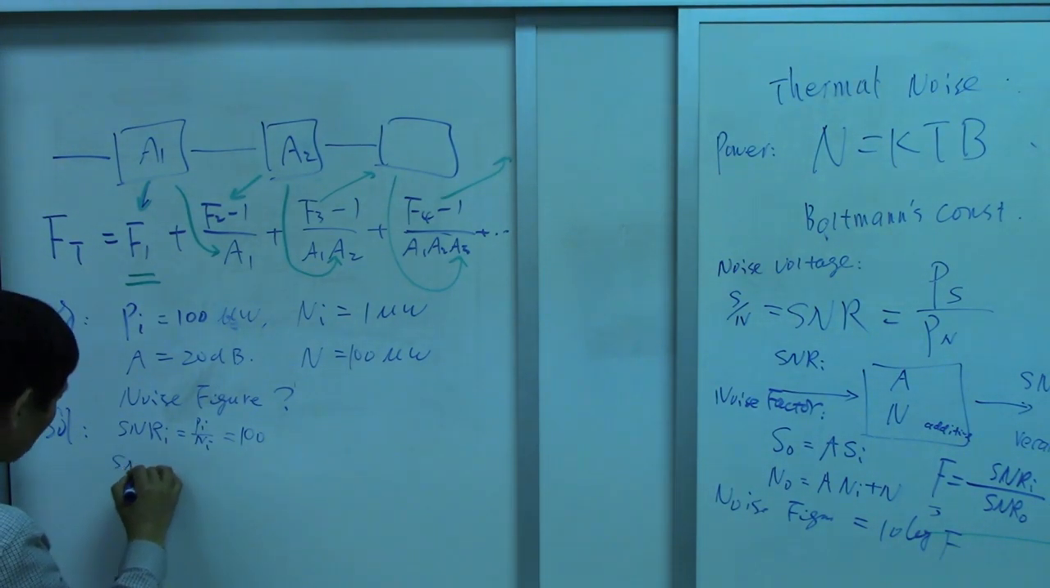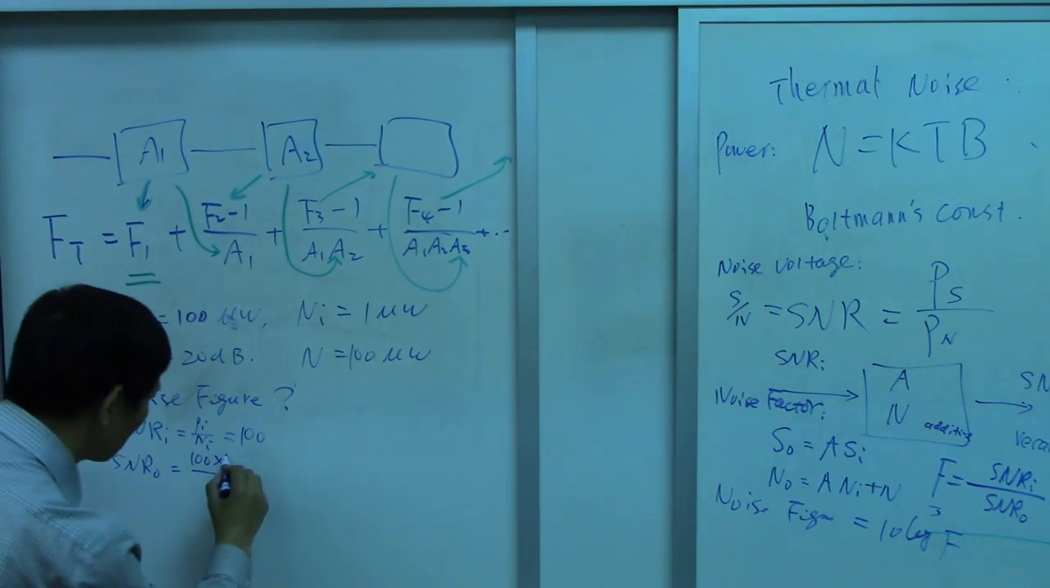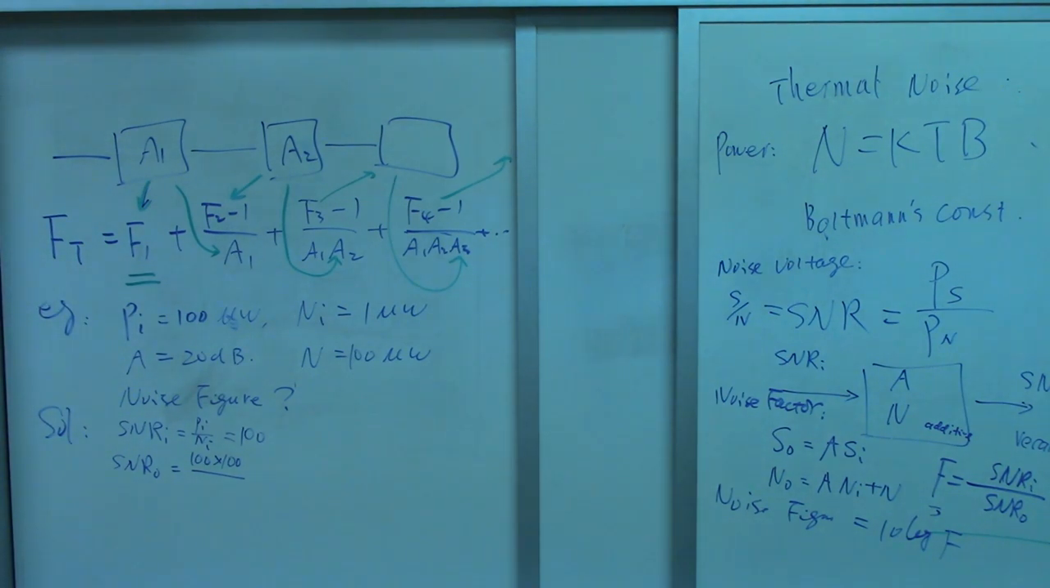Then what is the signal to noise ratio at the output? The output equals the output power divided by the output noise. Output power equals the input power times the gain, right? So this one equals 100 times the gain, 20. No, right? We need to convert this one to the factor. So times what? 20 dB equals what? 100, right? Because we are talking about power. So times 100. So that is the output signal.